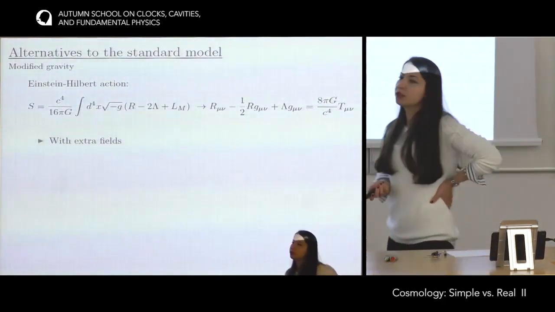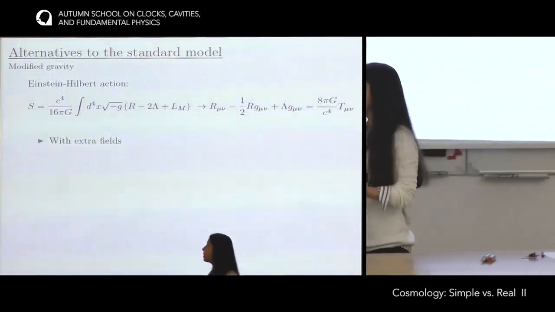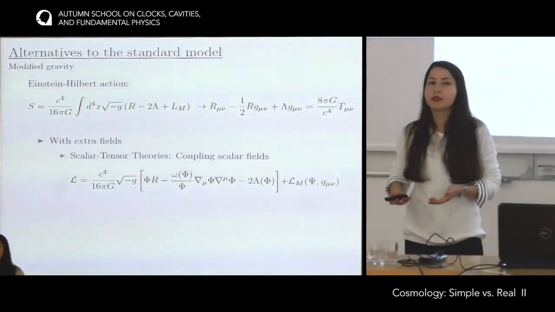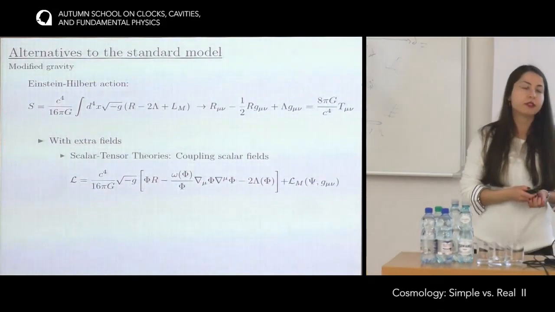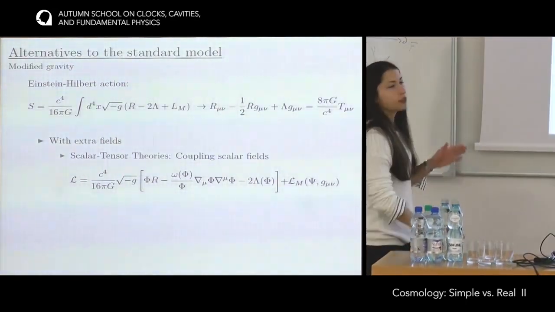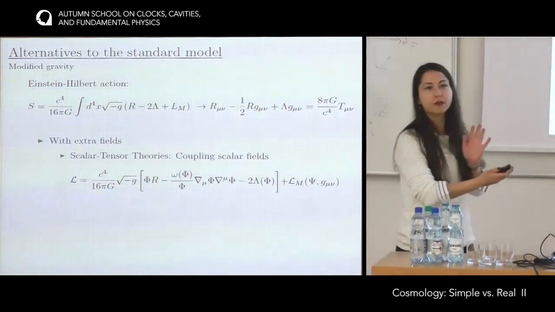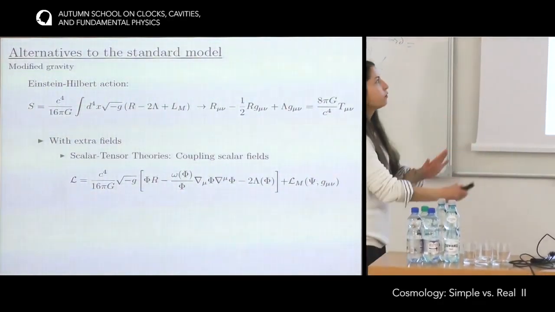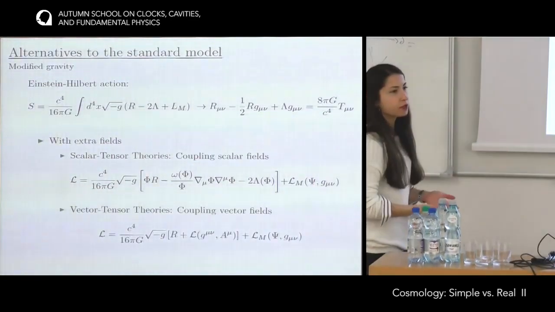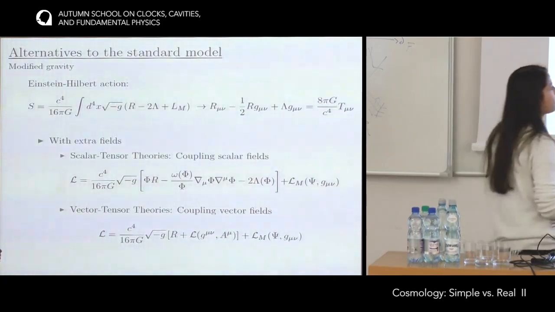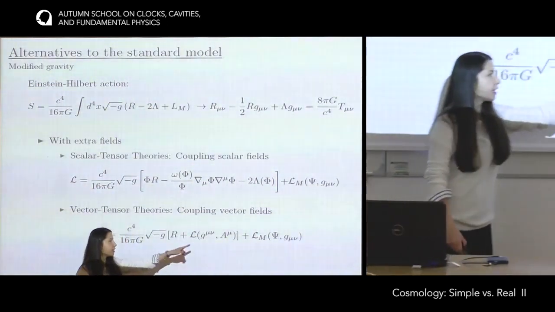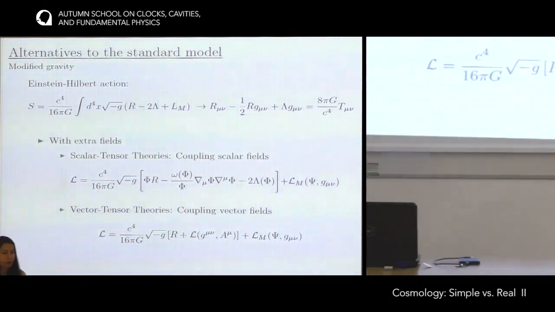The first thing you can do is to add some extra fields. For example, it gives you a scalar-tensor theory. You couple some scalar field to your geometry, not necessarily to your matter, and you end up with a modified action that gives you modified field equations. And you can do that with a vector field, introducing vector fields in your Lagrangian density. And again, you're not coupling it with your matter.